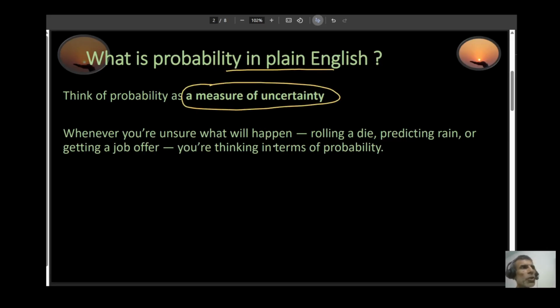Whenever you are unsure what will happen, for example, let's say you roll a dice and you don't know what you're going to get, 1, 2, 3, 4, 5, or 6, or maybe you're predicting rain. You step outside your home, you don't know whether it's going to rain or not. Is it 20% chance, 30% chance? Or after you give an interview, you don't know whether you're going to get a job offer. You're maybe 60% sure, maybe you're 90% sure. So you are thinking in terms of probability there.